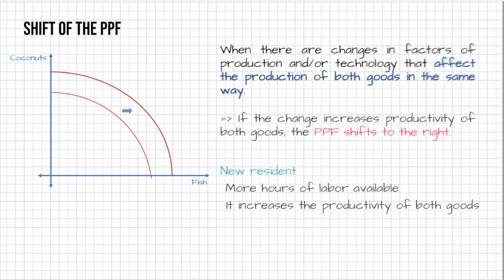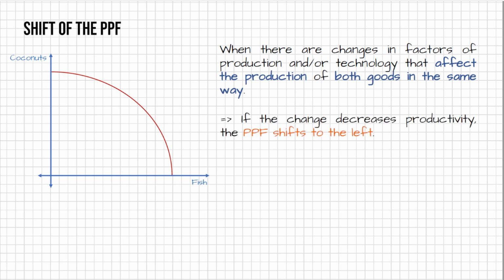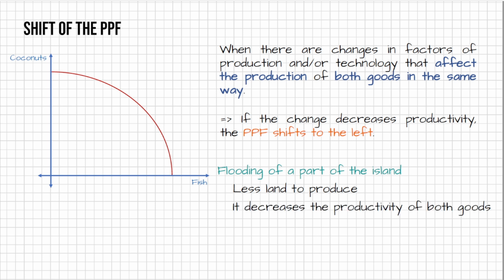Now, if the change affects productivity negatively, the PPF shifts to the left. For example, the tide is high, and Robinson can't access part of the island, so he can only work on half of it. He's now working with less space. That reduces land as a factor of production, and productivity falls. In that case, the production possibilities frontier shifts to the left.